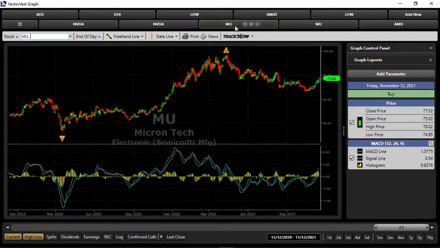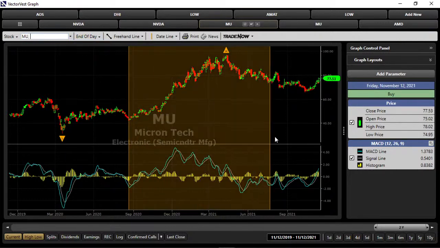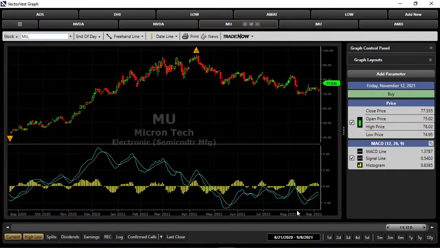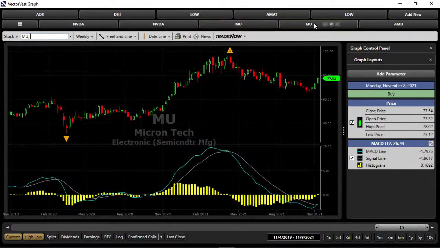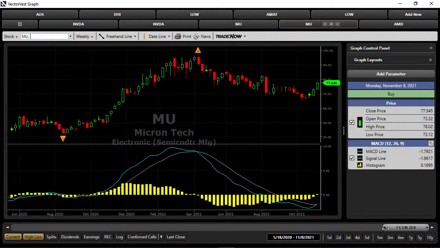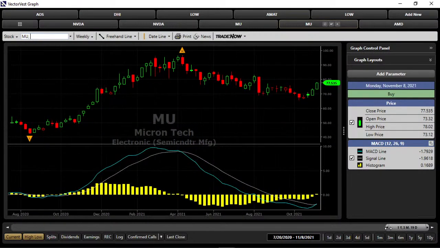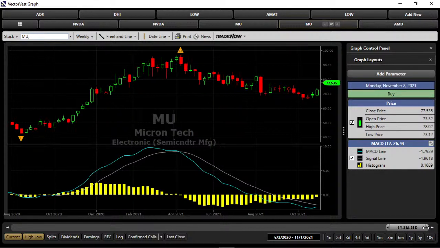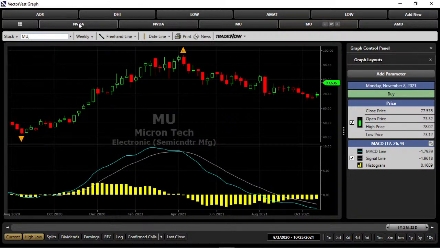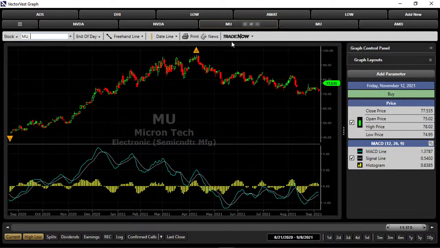Okay, let's look at another example. Here's MU. We're looking at the last 2 years of MU. Okay, end of day. This is a daily chart. And I'm just going to focus really on this area right here. August 21 of 2020 to September 8th of 2021, almost a year. Here's my weekly chart. Okay, what did I say? August of 2020. We'll stop right there.